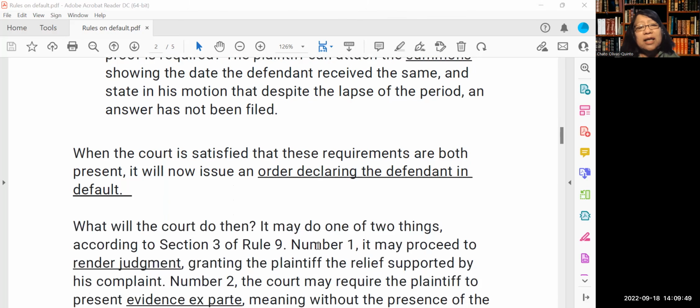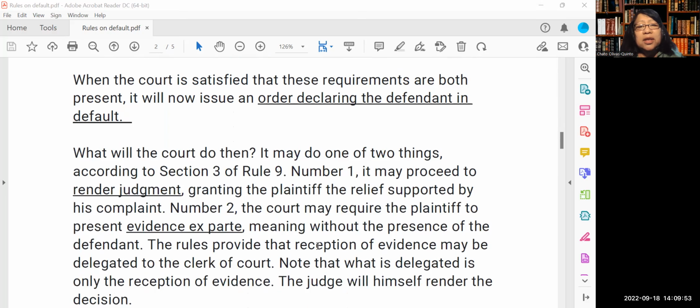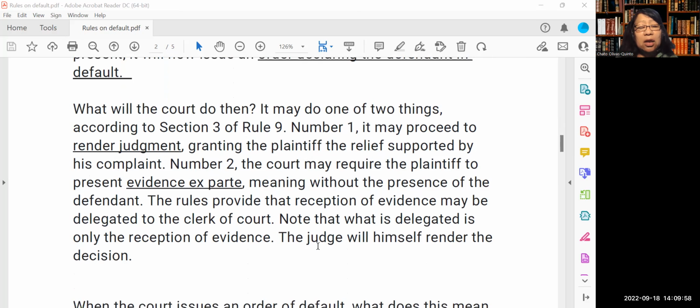Now, when the court is satisfied that these requirements are present, it will issue an order declaring the defendant in default. Ano ngayon ang mangyayari? Anong gagawin ng court? The court can do one of two things under Section 3 of Rule 9. Number 1, pwede nang mag-decide yung court based on the complaint and the documents attached to the complaint. Number 2, the court may require the plaintiff to present evidence ex parte, meaning without the participation of the defendant.